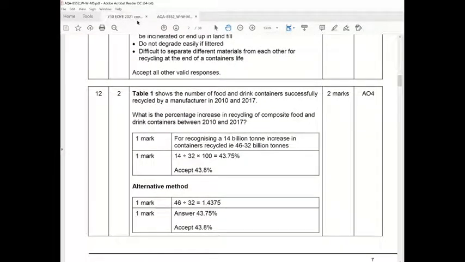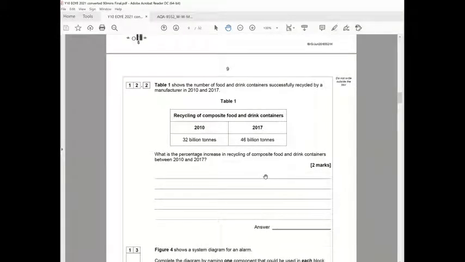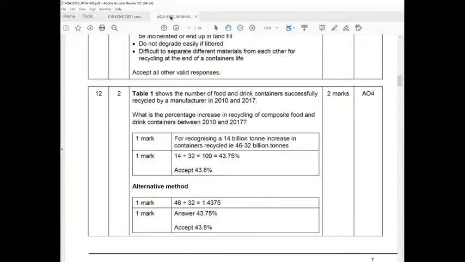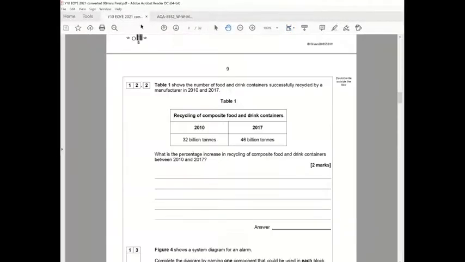So we're going to go to the next question, which is Table 1 shows the number of food and drinks containers successfully recycled by manufacturer in 2010 and 2017. What is the percentage increase in recycling of composite food and drinks containers? Okay, so what we're doing is dividing one by the other to get a percentage. So if we have a look at this, what have we got? We've got 14 divided by 32 times 100 equals 43%.